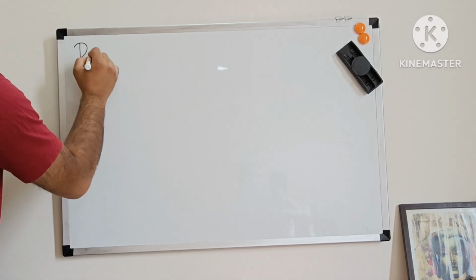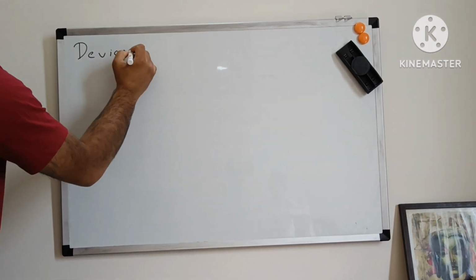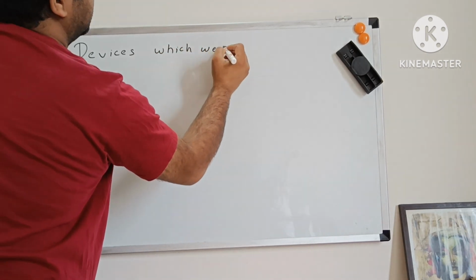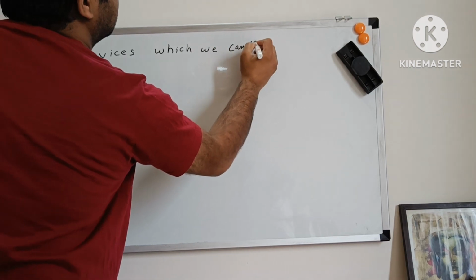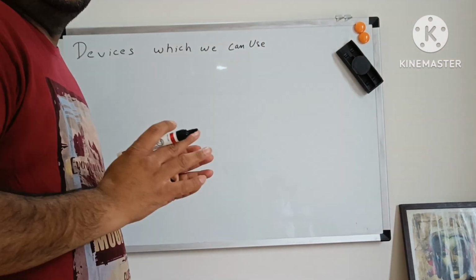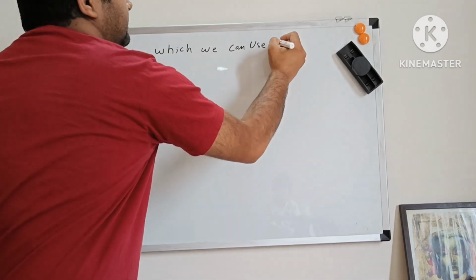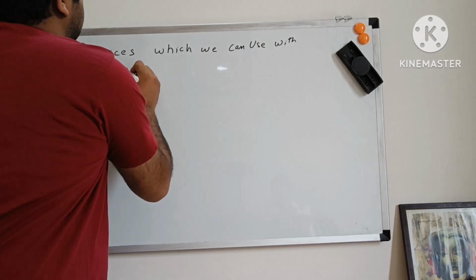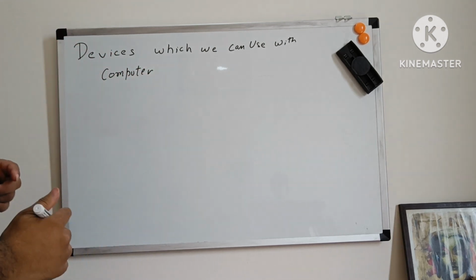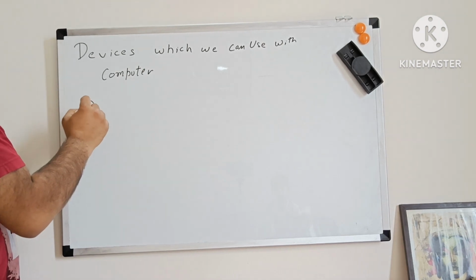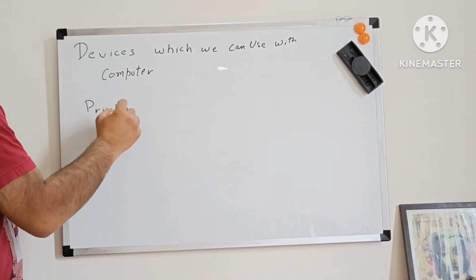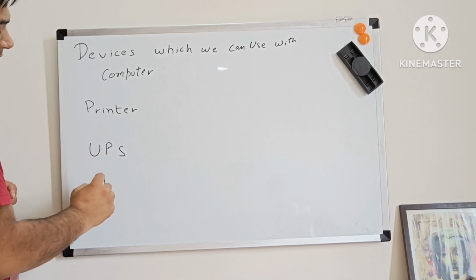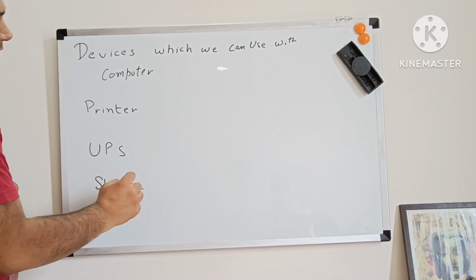So now we are going to study about the devices that we can use with the computer, right? Do you know any device which we can use with a computer? Okay. So there are devices like printer, devices like UPS, devices like speaker.